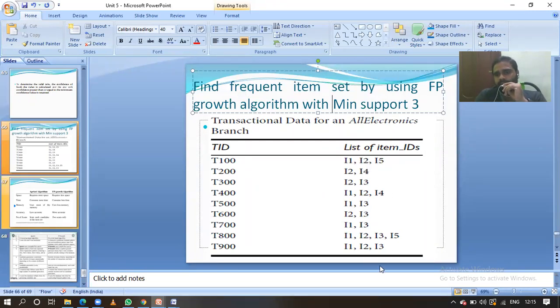Here observe, guys, by seeing this we can say that I1 I2 I5 is repeated 2 times, so we can take this one. Likewise, I1 I2 I3 is repeated 2 times, which means these two are the frequent item sets. By seeing this we can easily say that, but you have to do it in a programmatic way by using the FP growth algorithm. Understand? That is a homework, guys.